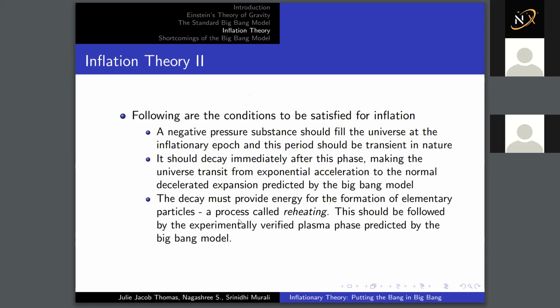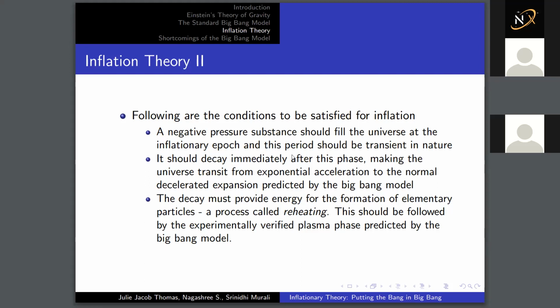Okay, now for the inflation theory to be successful, it needs to be able to inflate the universe. The inflaton field has to be able to inflate the universe along with satisfying whatever the Big Bang theory states. So when we talk about the inflation happening before the hot Big Bang phase, it should at some point stop, and then it should lead into the Big Bang phase. So these are the conditions that need to be satisfied. The first one is that a negative pressure substance should fill the universe, and then this period should be transient. What transient means is that it should be momentary, and it should end after a certain period of time.